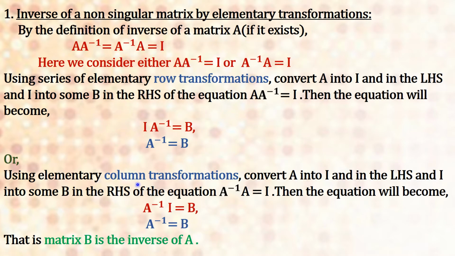Now, when you apply the column transformation, A inverse into A equal to I, after applying column transformation step by step, this A and I will be changed. A will be changed into I and I will be changed into some other matrix B. Then this new matrix B is the inverse of A. That is, matrix B is the inverse of A.